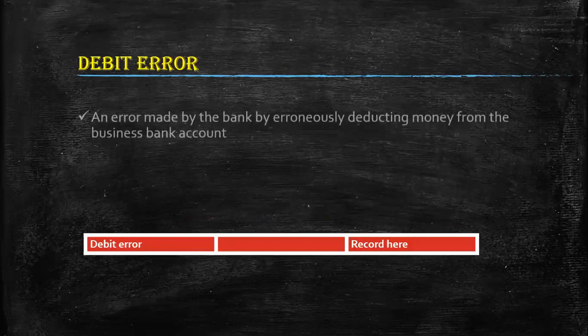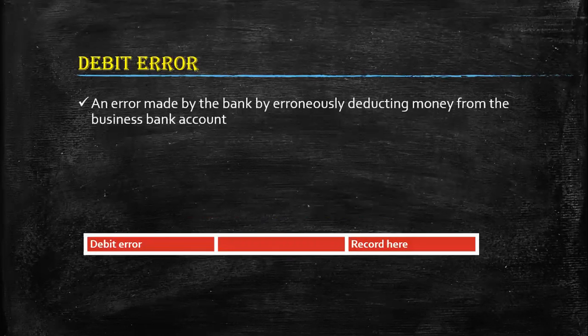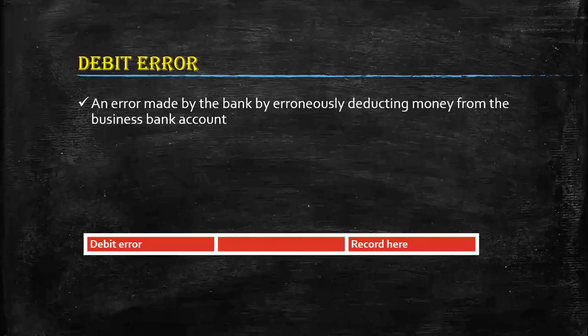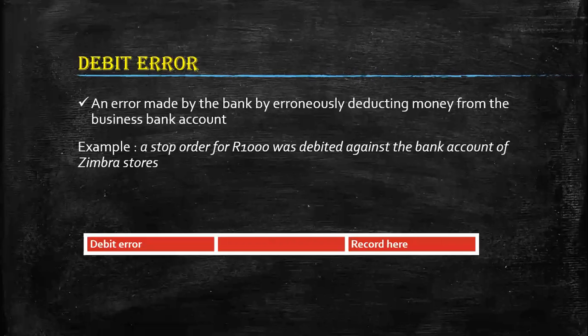Now, the debit error happens when the bank deducts money from the business's bank account by mistake. So we call it a debit error because money was debited, money was deducted. Now, an example of a debit error: a stop order for 1,000 was debited, meaning it was deducted.